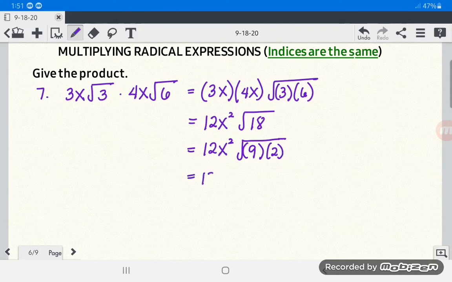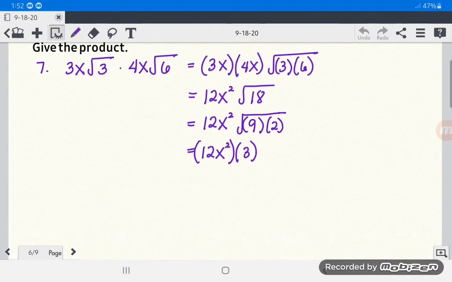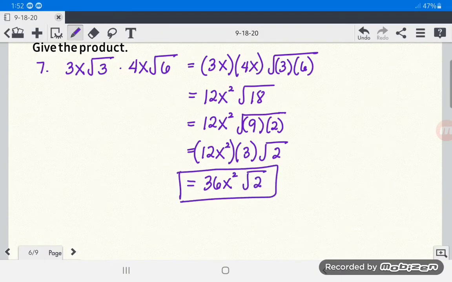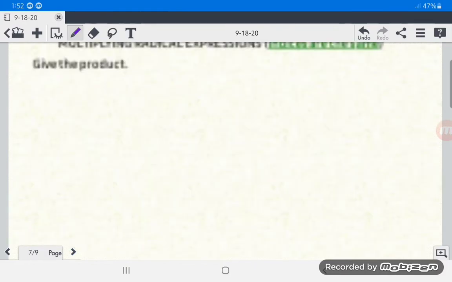So we have here 12x squared. Then times square root of 9, we have 3. So multiply it to 12x squared. Write it outside the radical symbol. Then copy square root of 2. So we have 12x squared times 3. So we have 36x squared. Then you just copy square root of 2. So that's the answer for number 7.